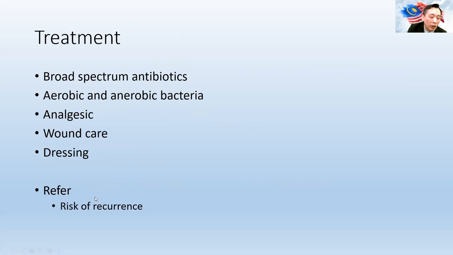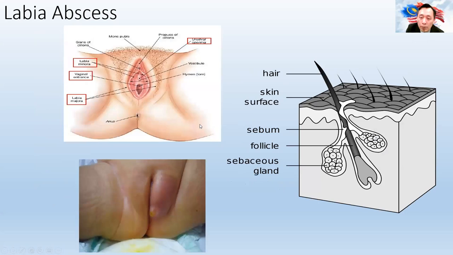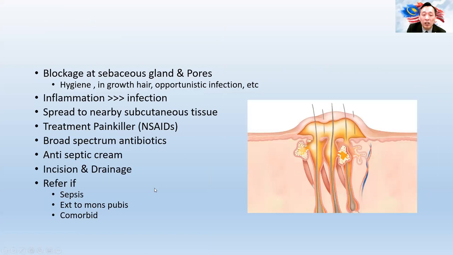A labia abscess is where the hair follicles become obstructed. This picture here is a baby with infrequent changes of diapers, and the follicle becomes blocked. There's a blockage in the sebaceous gland and also the pores due to hygiene or ingrowth of hair, opportunistic infection, and so on, leading to inflammation and infection, then spreading to the nearby structures and subcutaneous tissue.